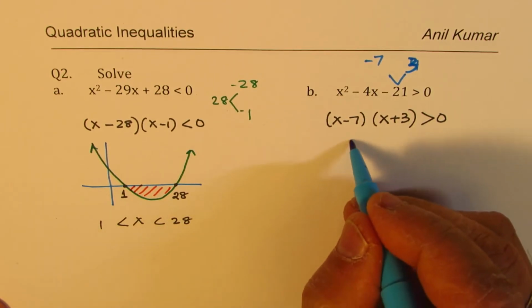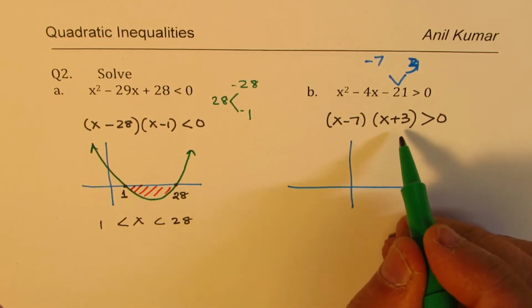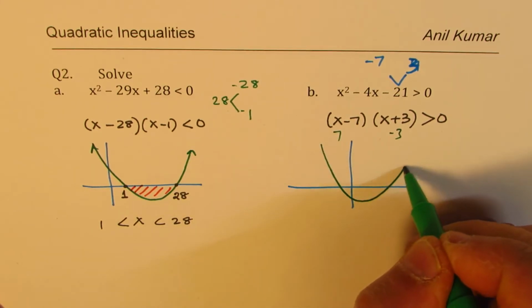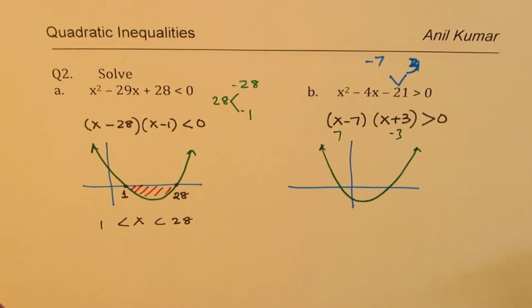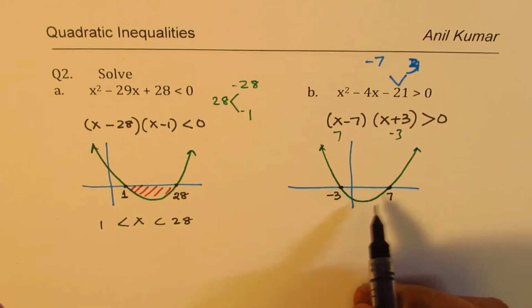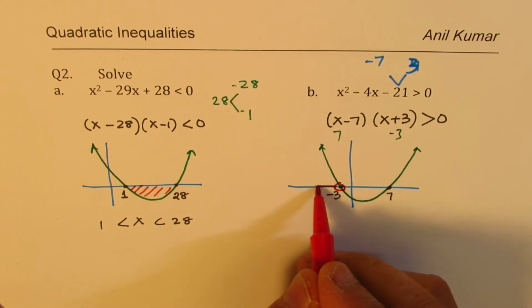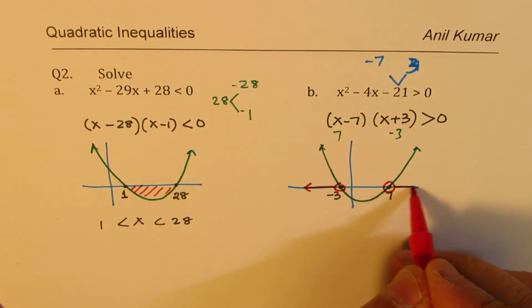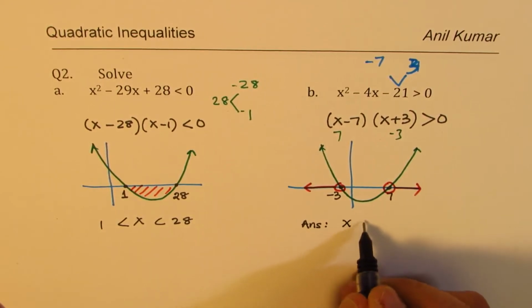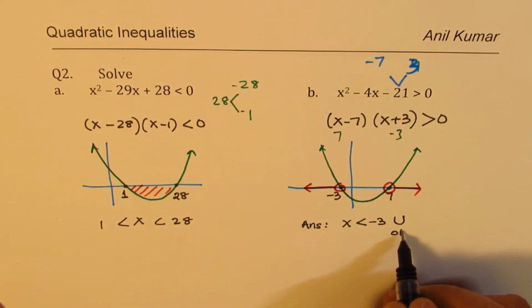Sketching this, what do we get? We get a parabola which will be opening upwards, one zero being at minus 3, the other one at 7. So it will be something like this, right? Where the points for us are minus 3, the zeros for us, and 7. And from here, we want greater than. That means we are looking for less than minus 3 and greater than 7 as our answer. So here the solution will be x is less than minus 3. You can say union or you can write or, right?